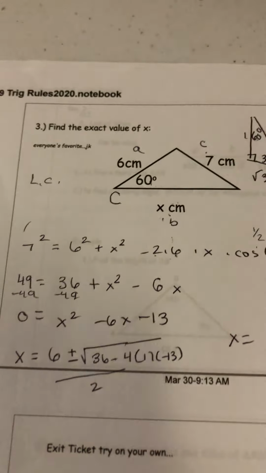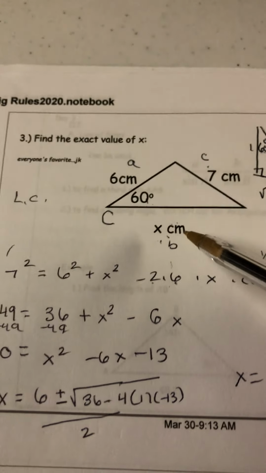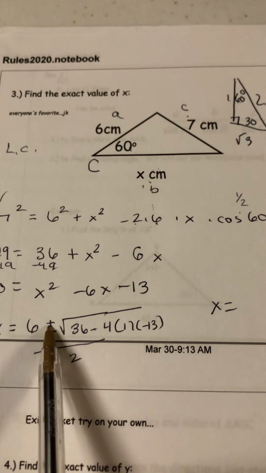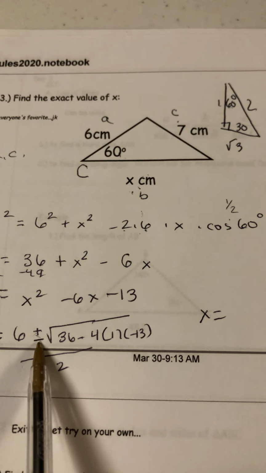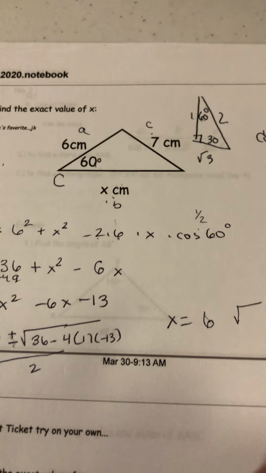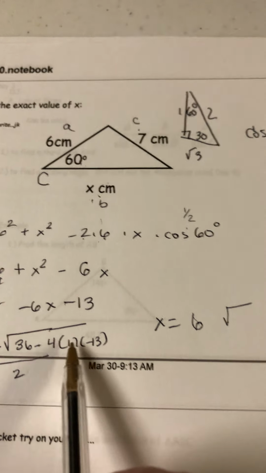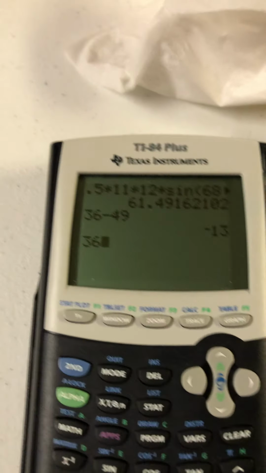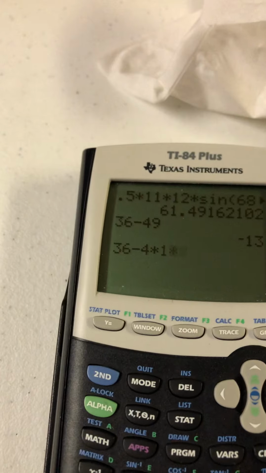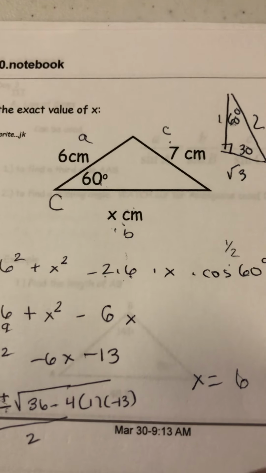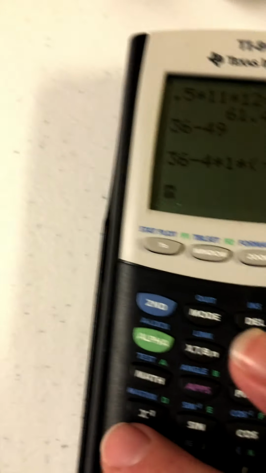Now, we're talking about the length of a side of a triangle, so it would not make sense for us to keep the minus. We're probably going to keep the plus, but we'll confirm that in a moment. 36 minus 4 times 1 times negative 13. Straight PEMDAS. Remember using negative numbers with our Texas Instruments calculators. 88.